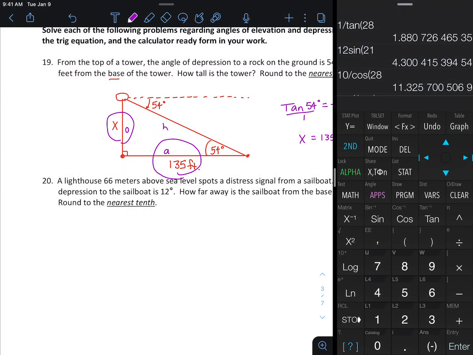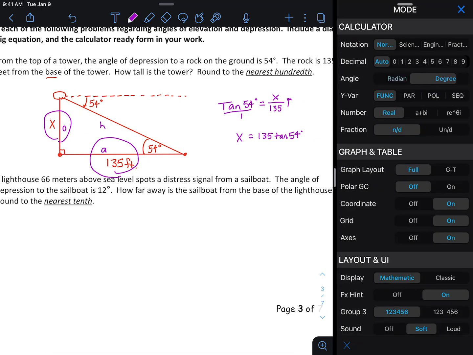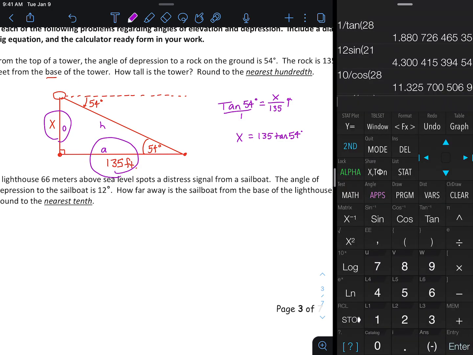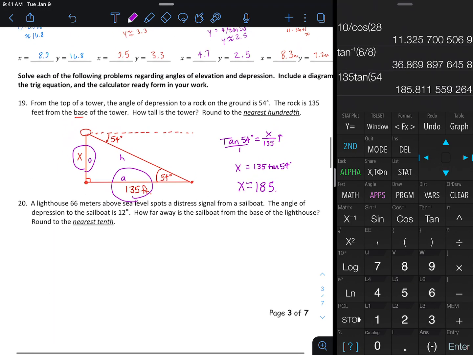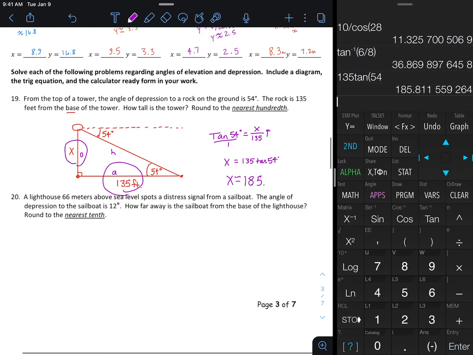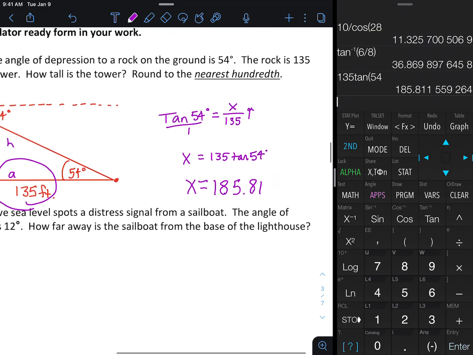Okay. So, make sure your calculator is in degree mode. You hit the mode button, find degree, highlight it, hit enter, and then second mode backs you out of that screen. And then we'll do 135 times tangent of 54 degrees, and that comes out to about 185.81. What did they ask us to round to? They didn't ask us to round to anything, so I'll go 2 decimal places. And that is in the unit of feet.